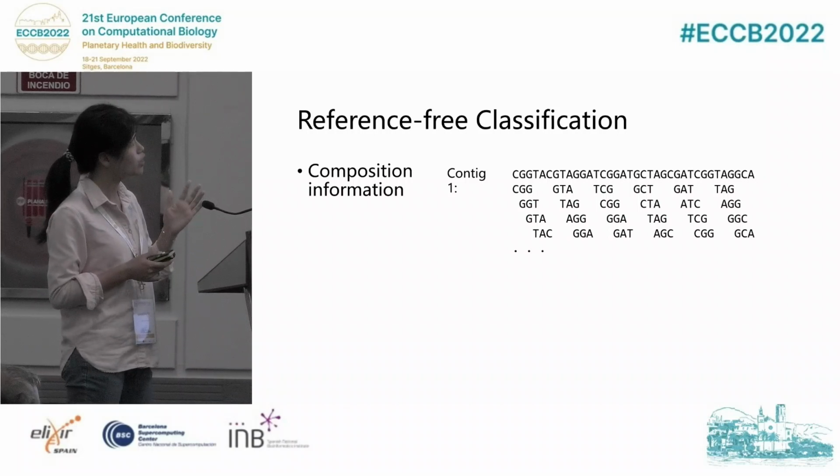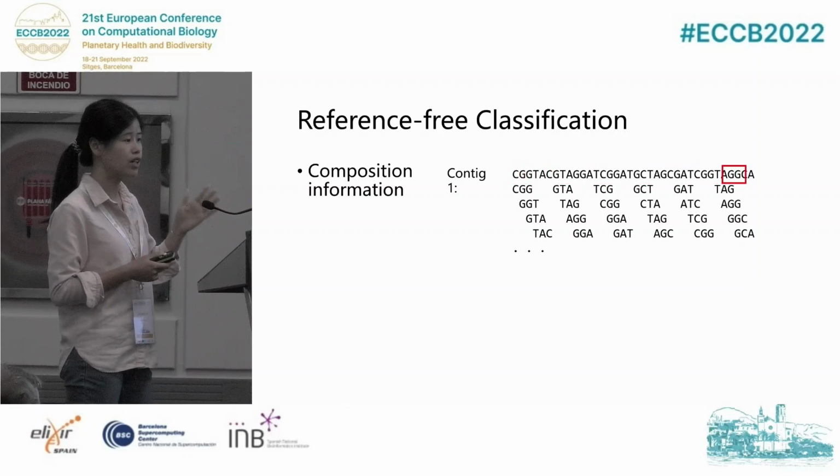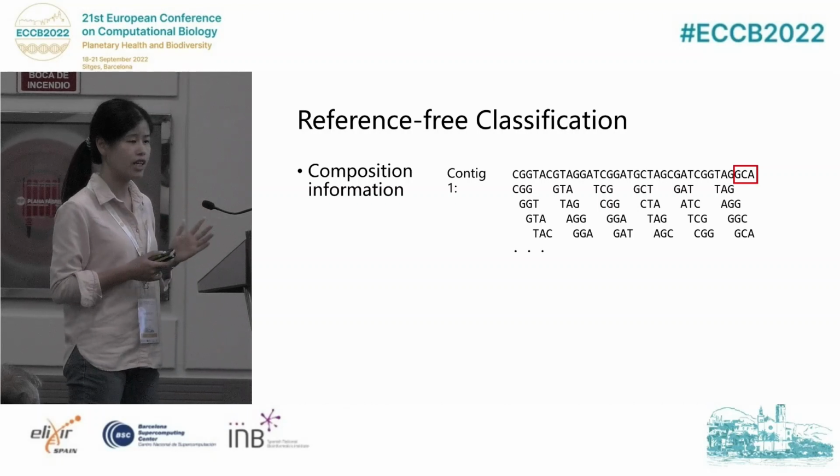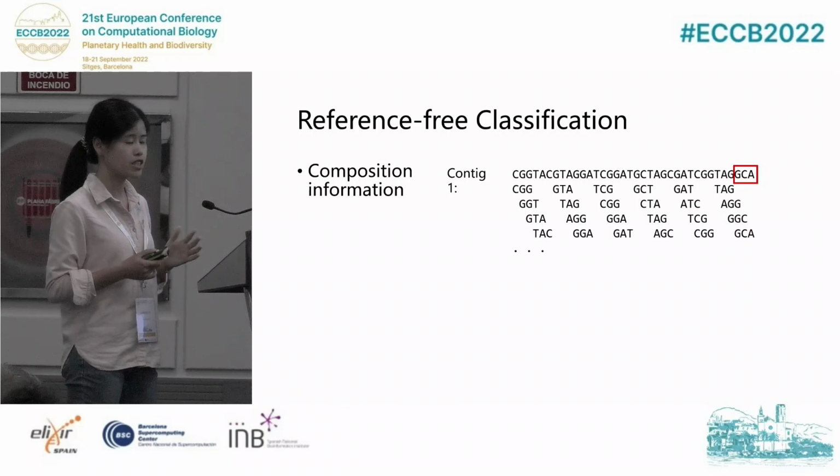The figure on the right shows the k-mer composition of a contig. We can calculate the composition information by scanning the contig from left to right and getting the k-mer at each position. Then we calculate the frequency of each different k-mer and normalize the frequency by the total number of k-mers in this contig. All the reference-free classifiers assume that different species have unique composition information.